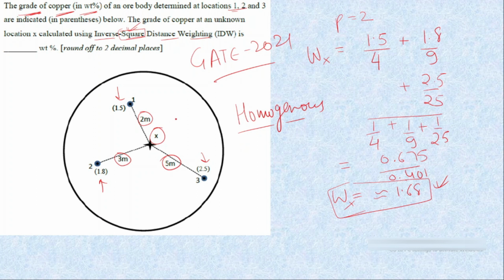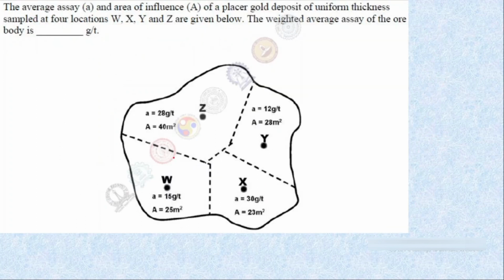That means if you are taking into account the impact or effect of all these known points on this point X, the distribution of any variable, suppose in this case the grade is being considered, so the grade should be homogeneous all throughout this point X. Okay, so this is the one thing.